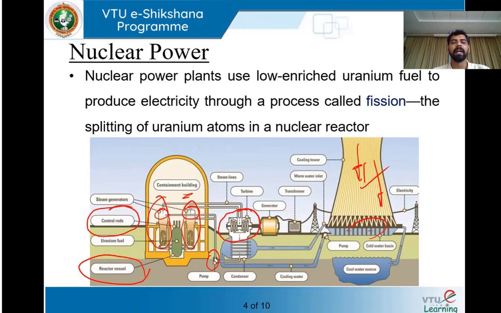This is how a nuclear power plant works in case of non-conventional energy sources, where we are making use of nuclear fuel like uranium and converting that into mechanical energy, in turn into electrical energy. This is how a nuclear power plant works.